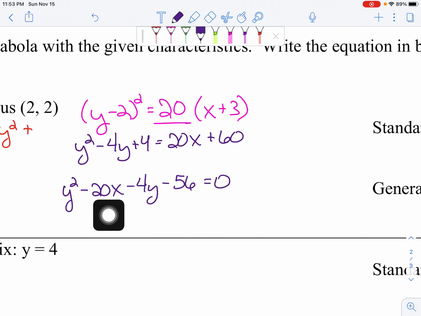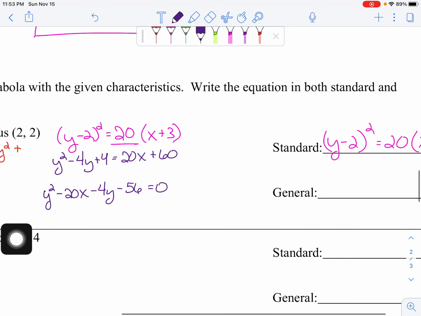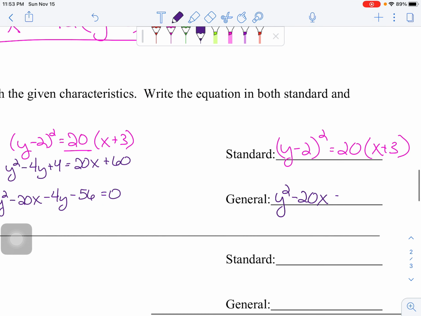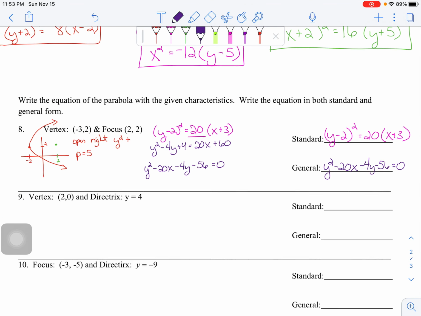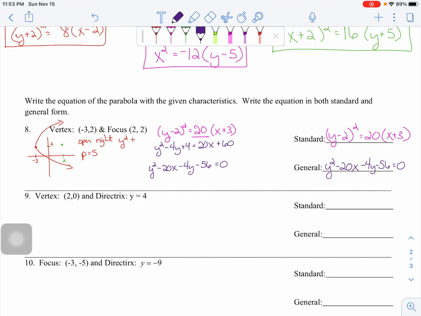All right, so you start with your squared term, you've got your single x and y terms, your constant, equal to 0. And that's general form. So y squared minus 20x minus 4y minus 56 equals 0. Okay? All right, so that's problem number 8 there, given a vertex and a focus.